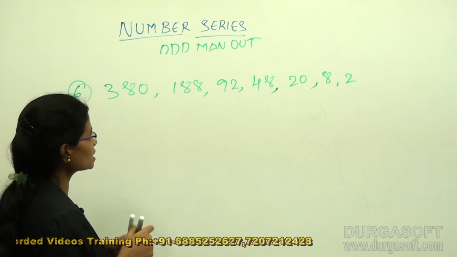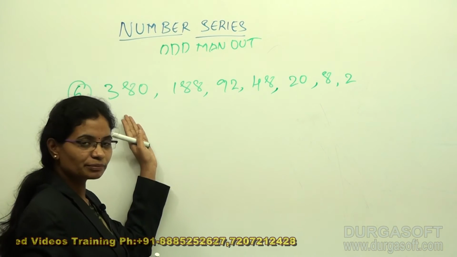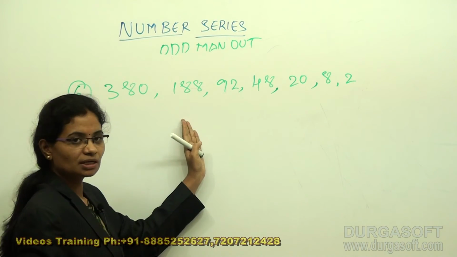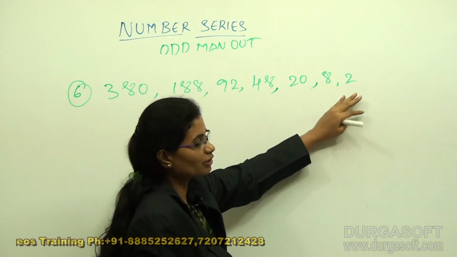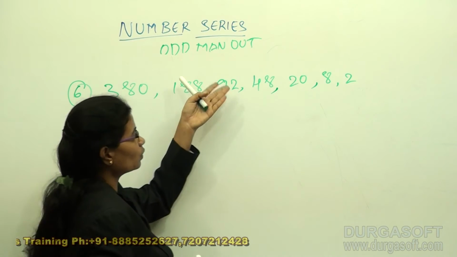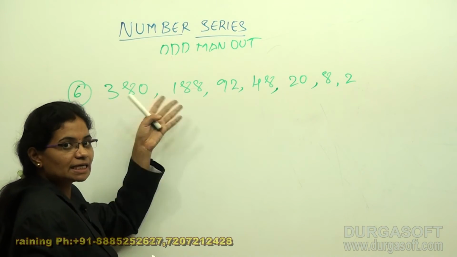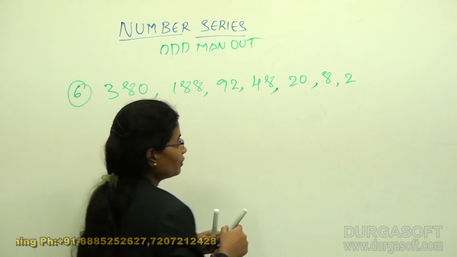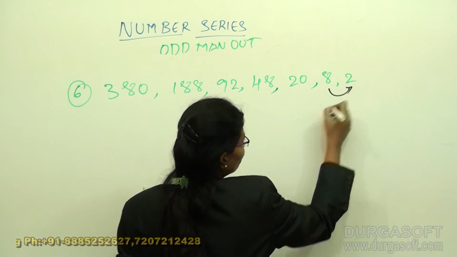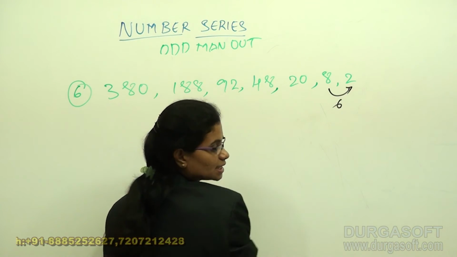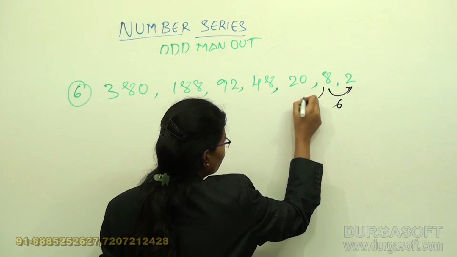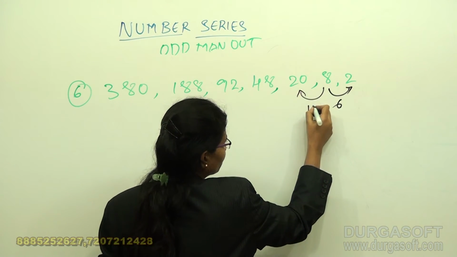So let's move to the 6th problem. If we start from here, there is a big difference. Instead of that, if you start from this side, you will know easily what series it is following. So if you go for the difference, here I am getting 6, and if you go for the difference between these two, I am getting 12.